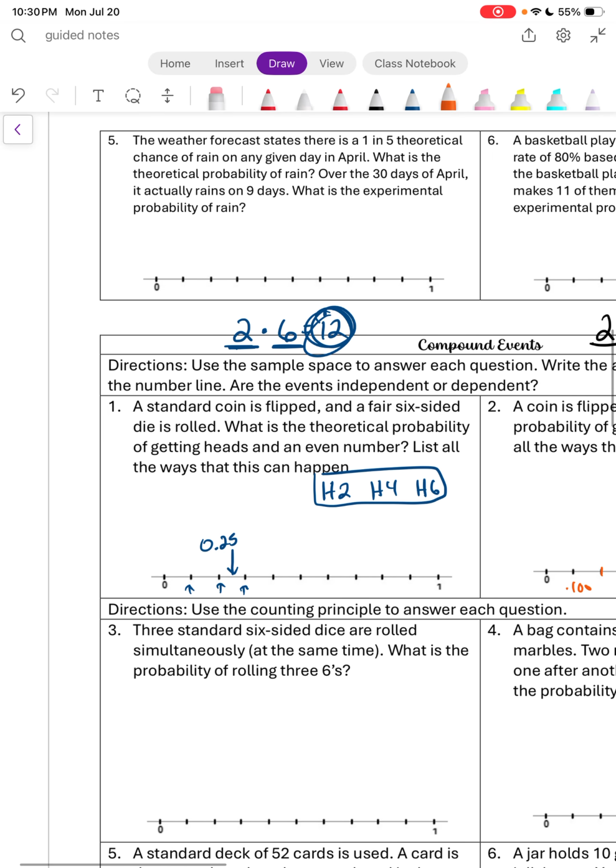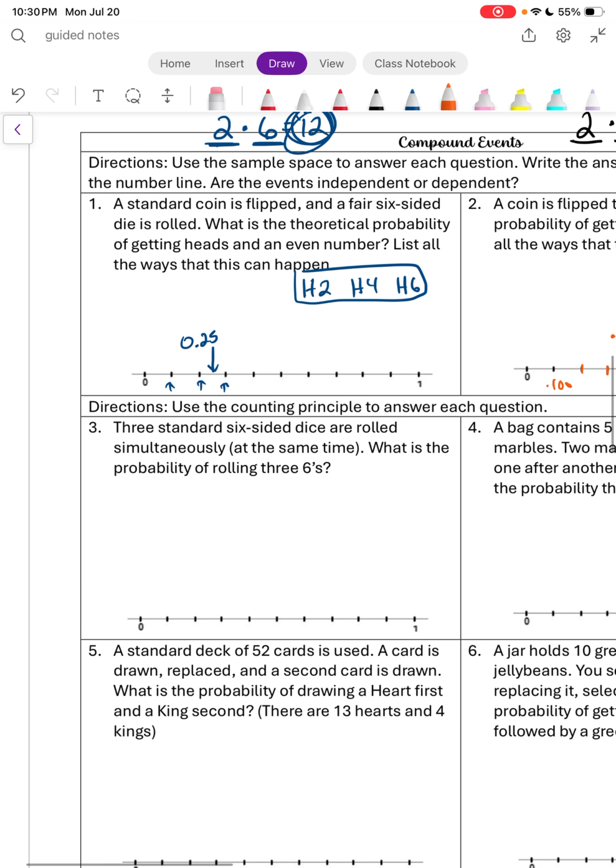Okay, now let me show you how to do these problems with the counting principle. And this is so much easier than having to create your sample space and all this. Now, first off, keep in mind, are the events independent or dependent? So 3 standard 6-sided dice are rolled. How hard would that be? You'd have 6 different possibilities, and that leads to 6 different possibilities. That would take forever to do 3 of those. But we can do this.